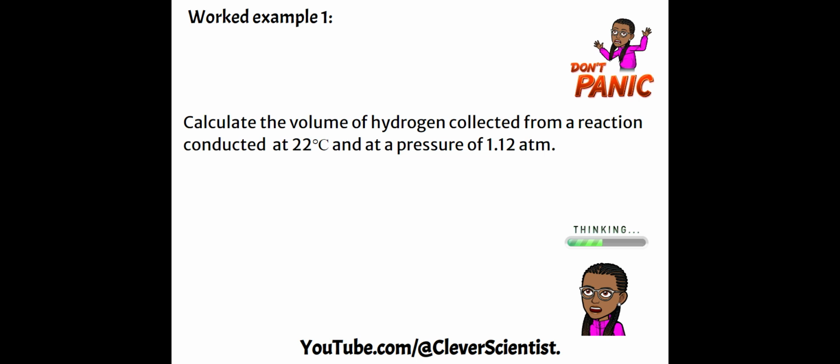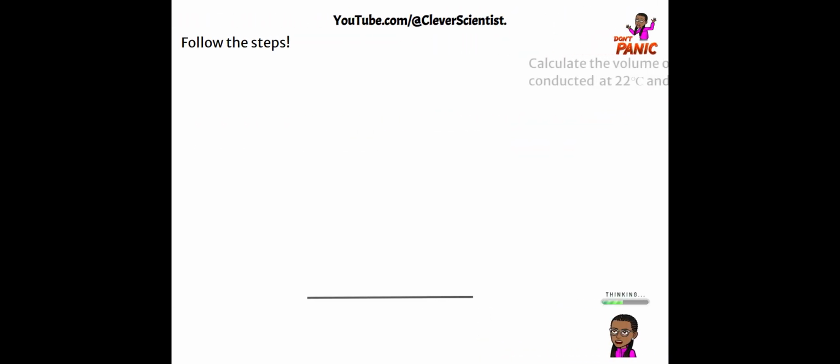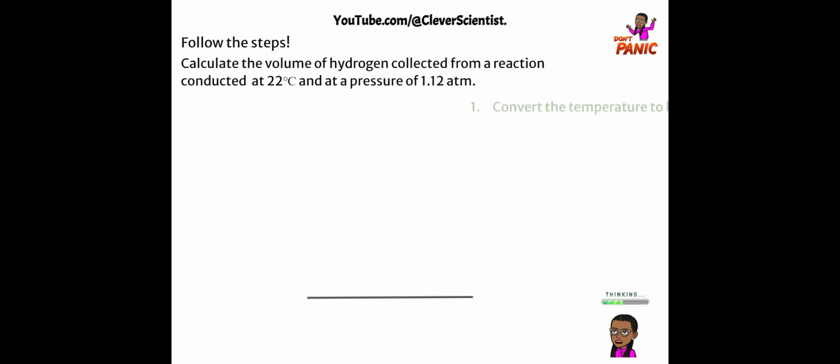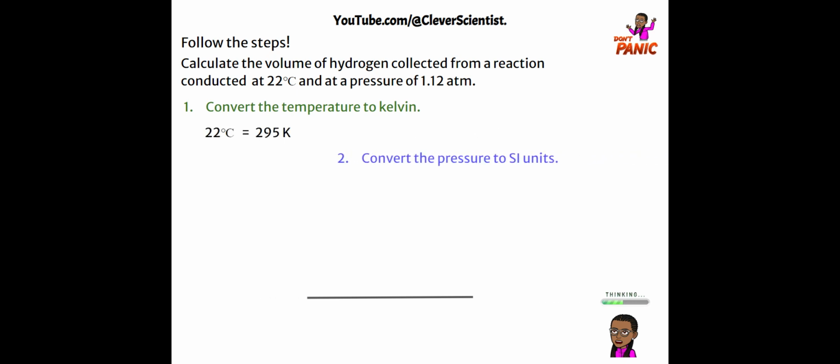Calculate the volume of hydrogen collected from a reaction conducted at 22 degrees C and a pressure of 1.12 atmospheres. How do we do that? Just like always, we follow the steps. So, step 1, convert the temperature to Kelvin. And remember, when you're going from degrees Celsius to Kelvin, you just add 273.